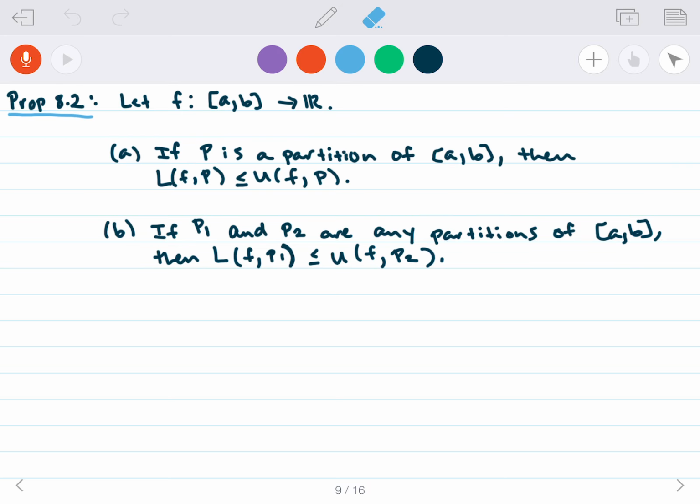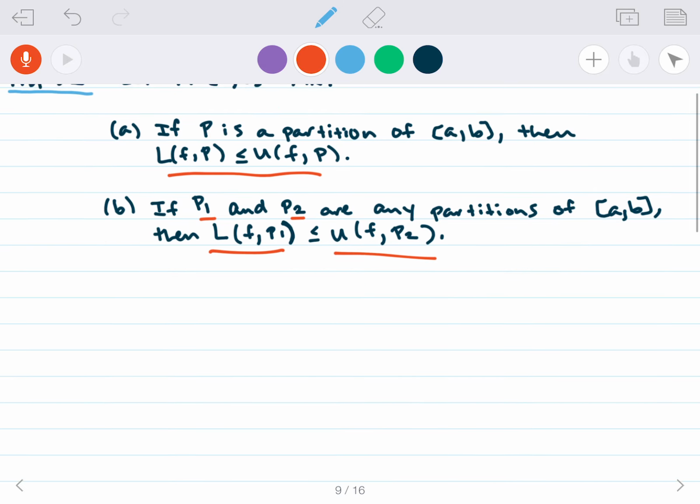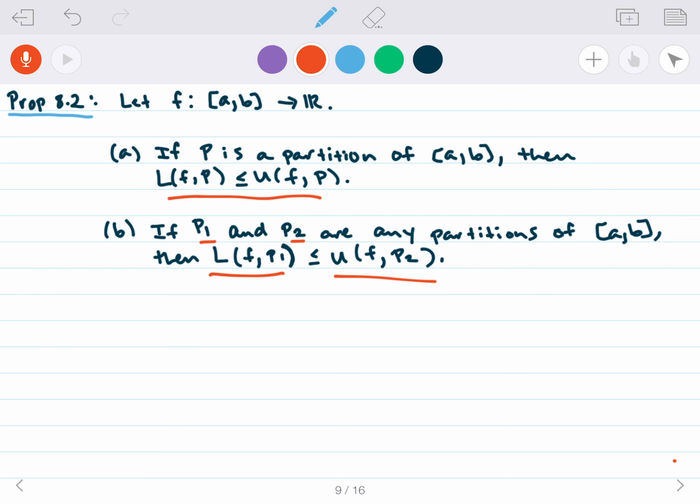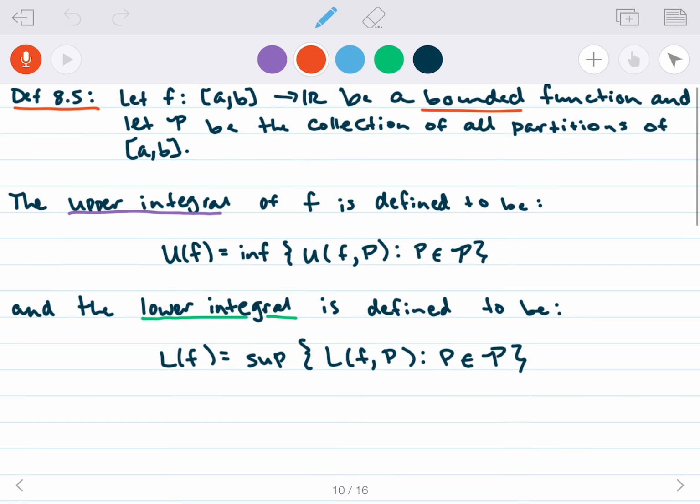Here's another proposition that we're not going to prove, but we're just going to mention. If you have a partition, then the lower sum is always going to be less than or equal to the upper sum. Okay, that's, I think, fairly intuitive, right? Now, if P1 and P2 are any partitions of [a,b], no matter how refined one is, you're still going to have the lower sum less than or equal to the upper sum. Okay, so that is refinements and lower and upper sums. So let's see what we have next on the agenda.